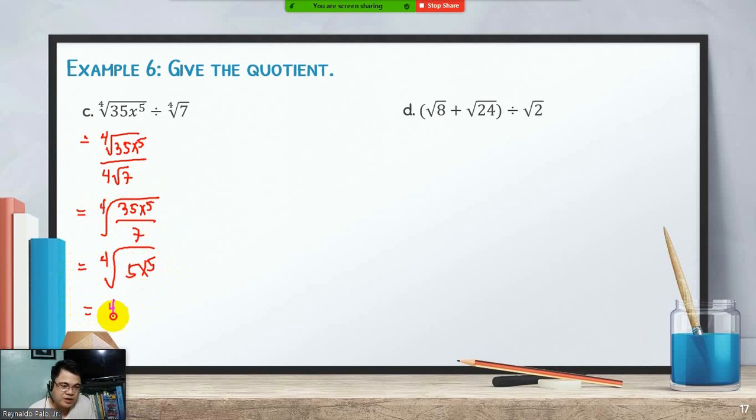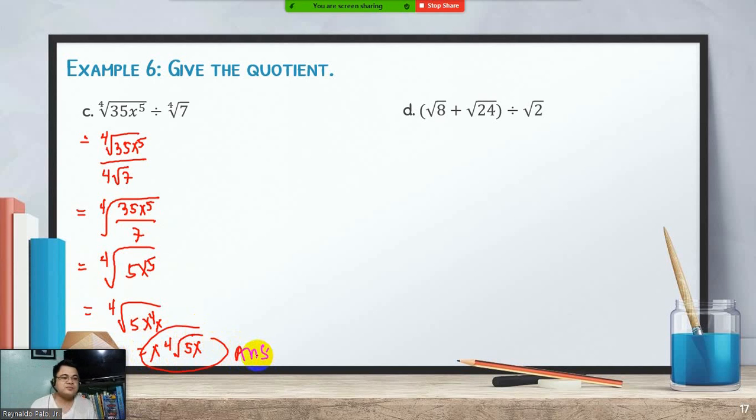Then we can factor x raised to the 5th power. It will become 5x raised to the 4th power times x. So we can now extract the 4th root of x raised to the 4th power. It is simply x times the 4th root of 5x. This will serve as your final answer for letter C.